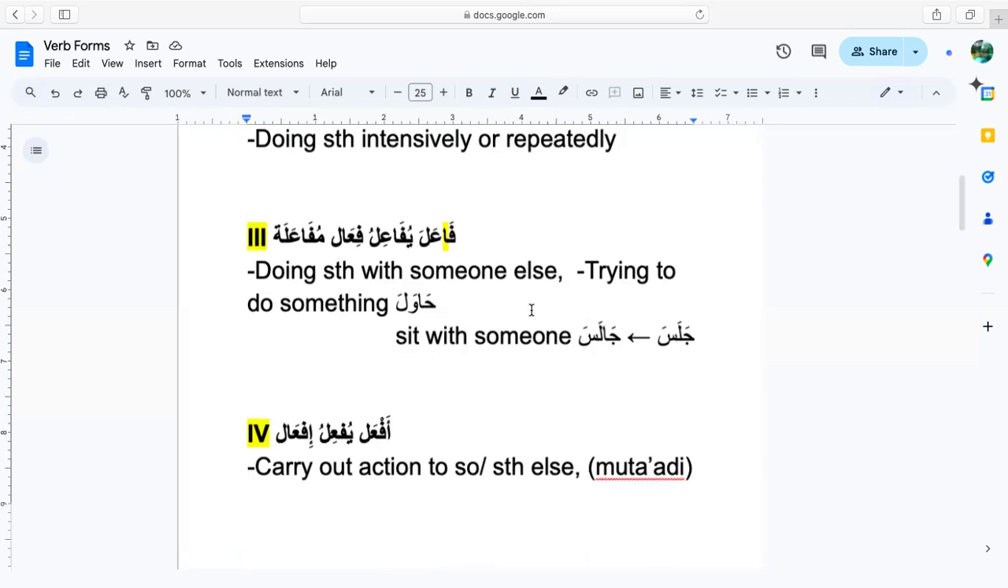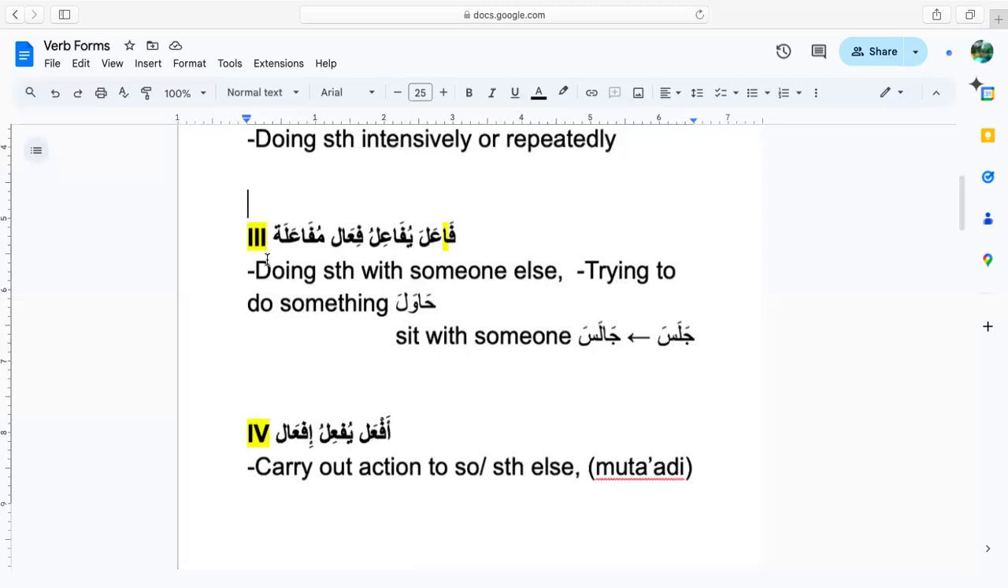So, for example, we'd say راسل يراسل مراسلة. And that means to converse with one another, or correspond with one another, exchange correspondence. So he's doing something with someone else. Also trying to do something, حاول. So we give an example: jalasa, to sit with someone else. It can also mean to try to do something. So they are the two meanings of the third group.